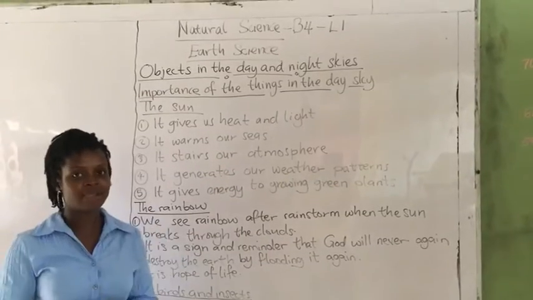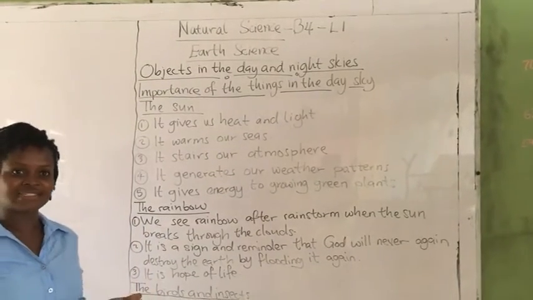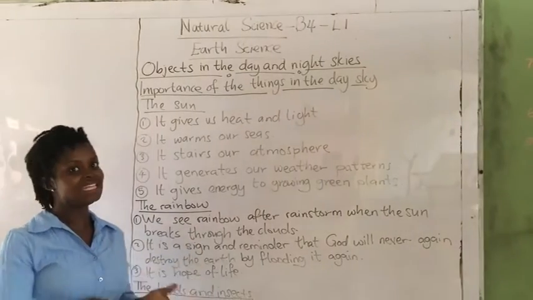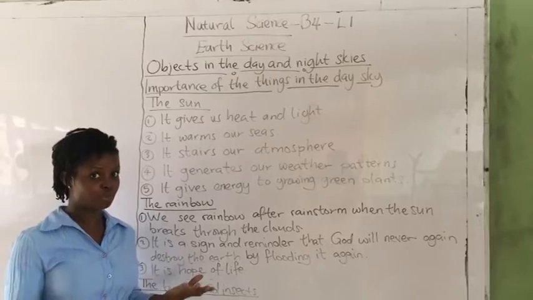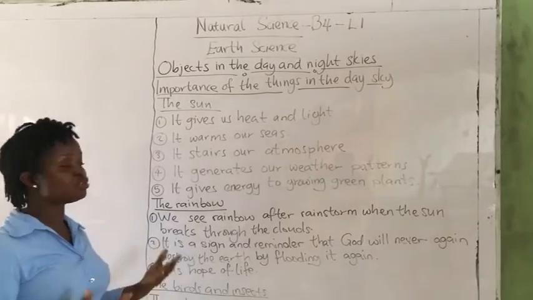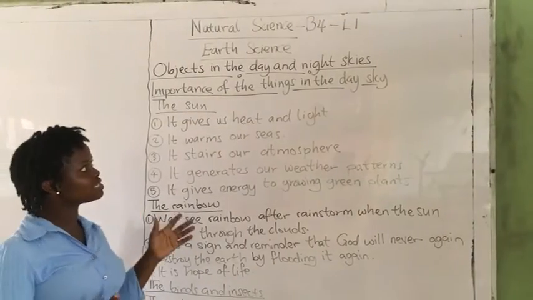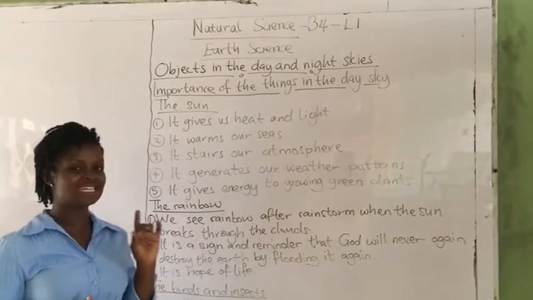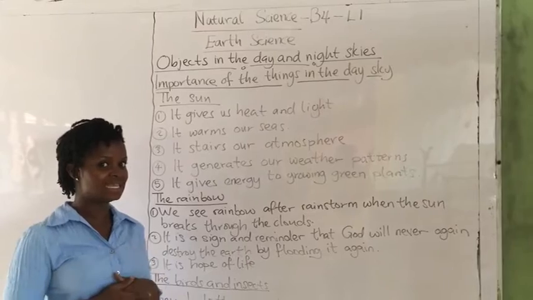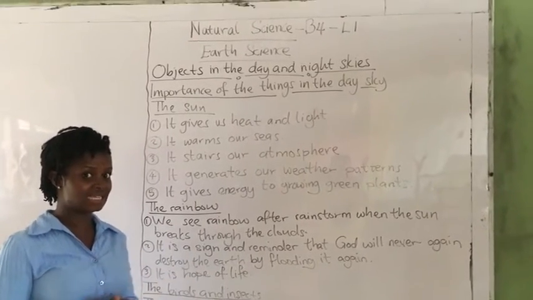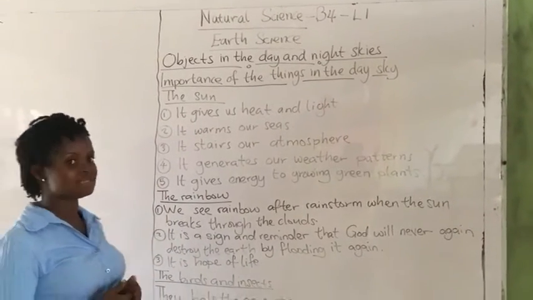Last time we were talking about objects that are seen in the day skies and in the night skies. We mentioned examples, a couple of them. Now we are continuing with the importance of the things in the day sky. So what are some of the things that we learned earlier that are seen in the day skies? We have the sun.